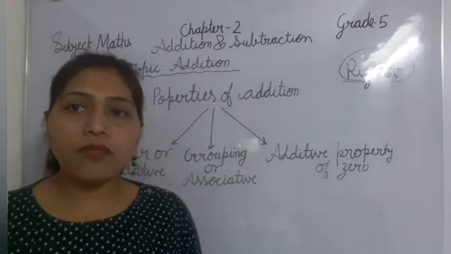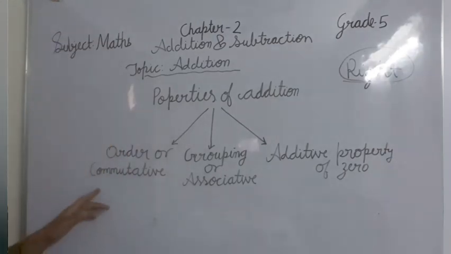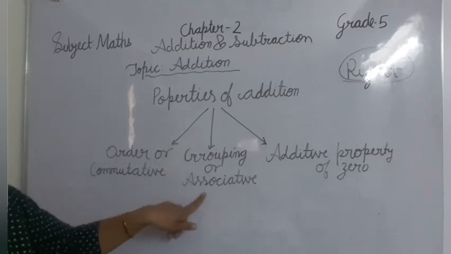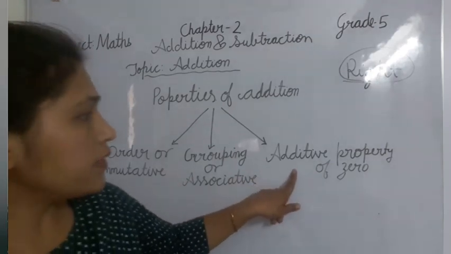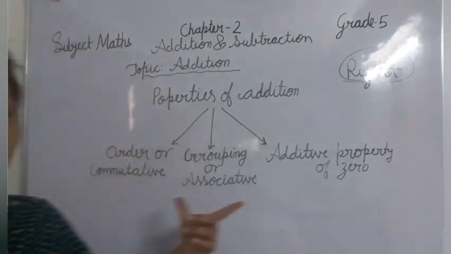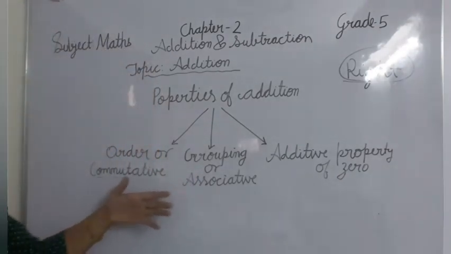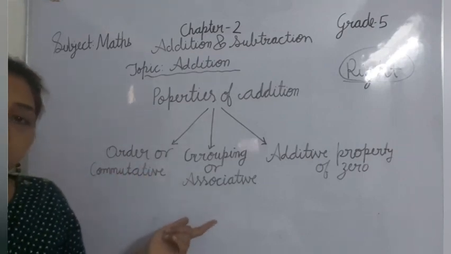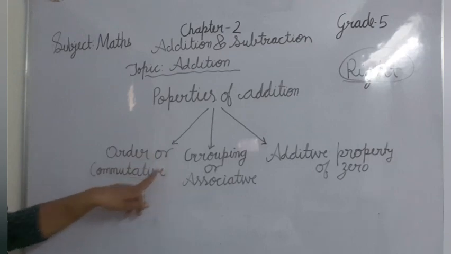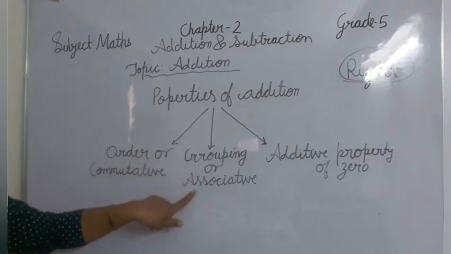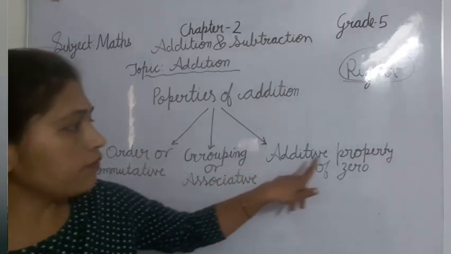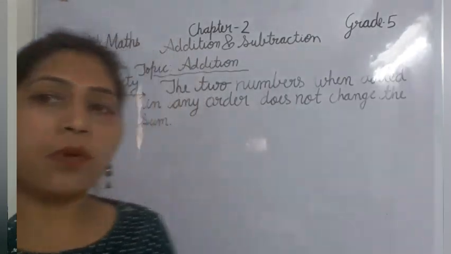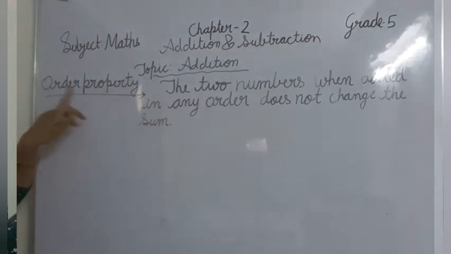What are the properties of addition? There are three properties of addition: order or commutative, grouping or associative, and the additive property of 0. We will now explain in brief, one by one, all three properties. Again I am repeating: addition has three properties. So let's start with the first property of addition. The first property is the order property.